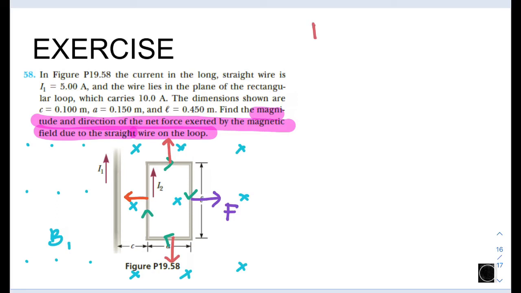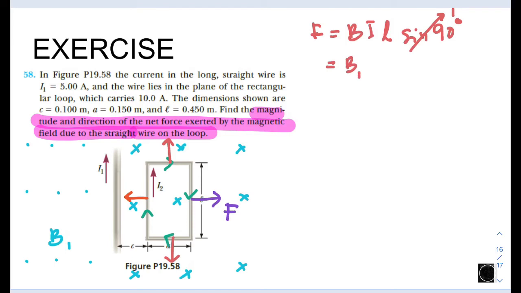because F is equivalent to B I L sin 90 in this case. Why 90 degrees? Because the current and the B are perpendicular to each other, so sin 90 becomes 1. Right, so now if you substitute here, let's say this is the bottom and the top section of the loop.